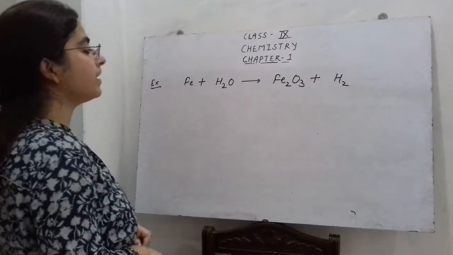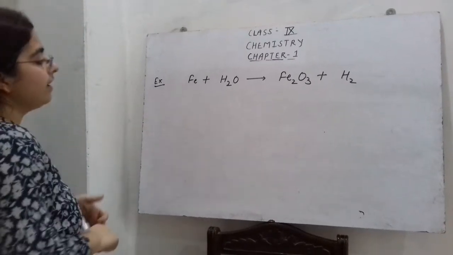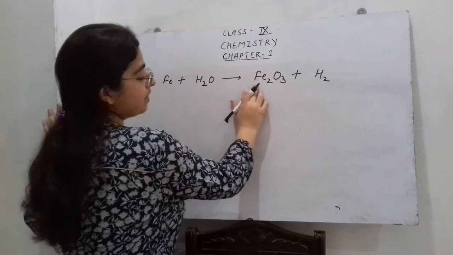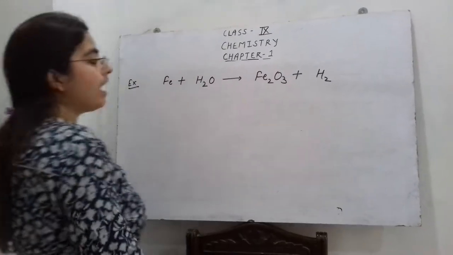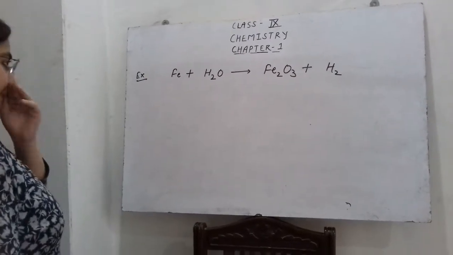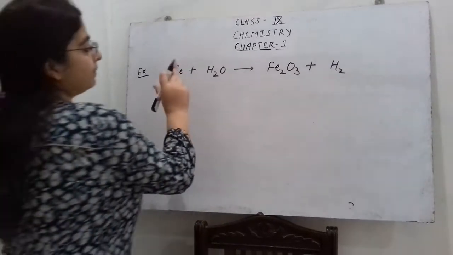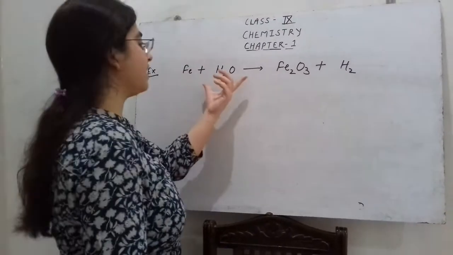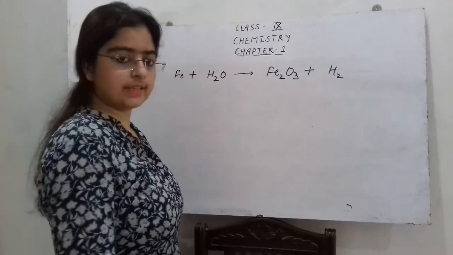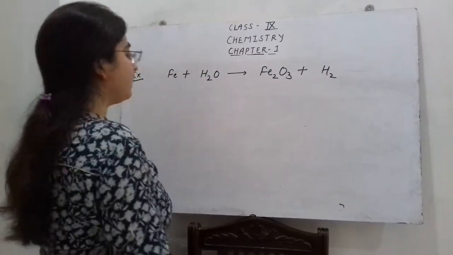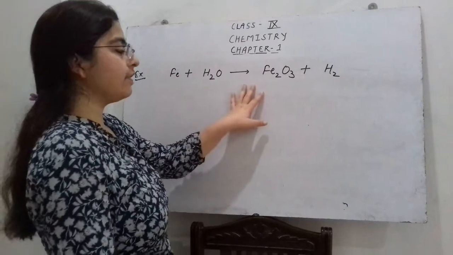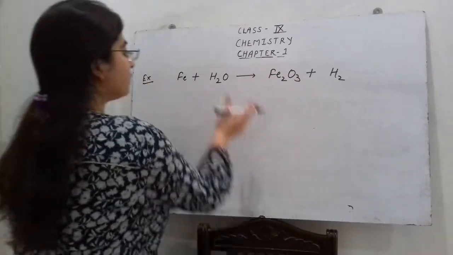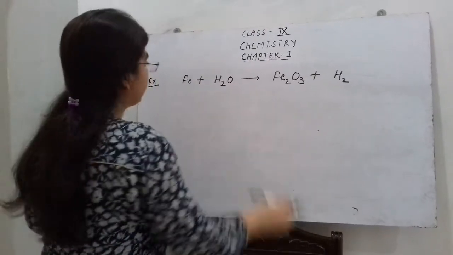Let's take one more example. Here iron and water reacts to give out ferric oxide and hydrogen. So in this reaction again, in order to balance this reaction, ये क्या है, अभी एक skeleton equation है. This is a skeleton equation, and therefore in order to balance the given equation, we will count the number of atoms of each element in both the sides.